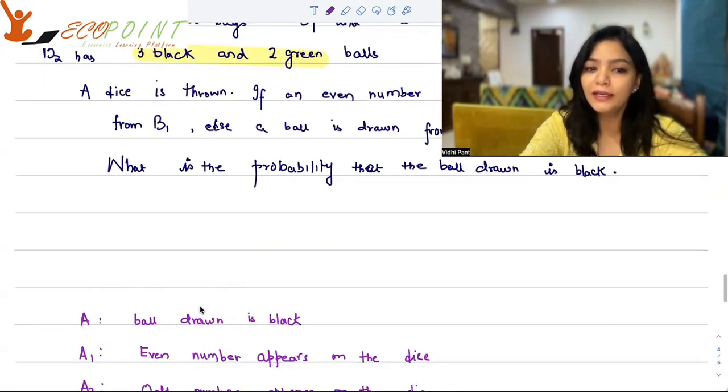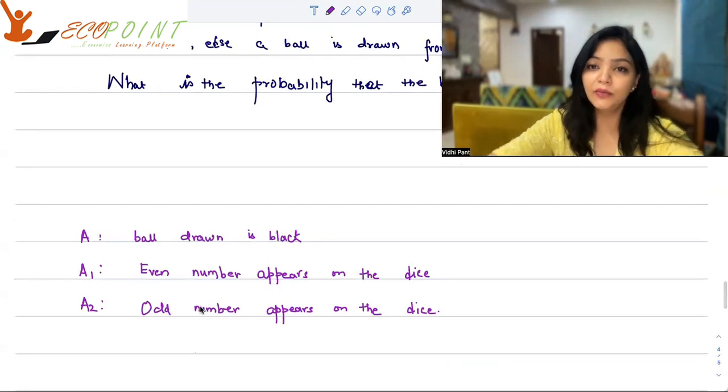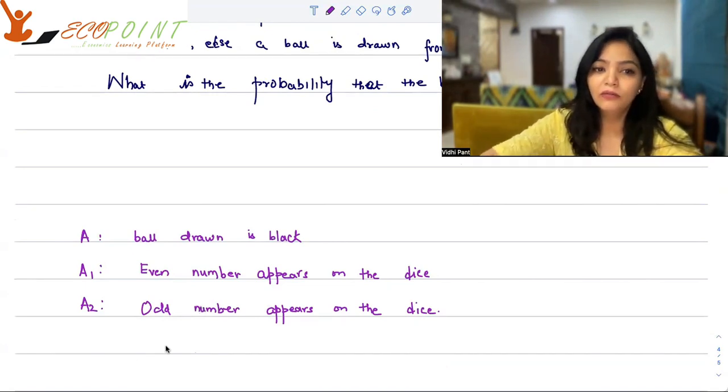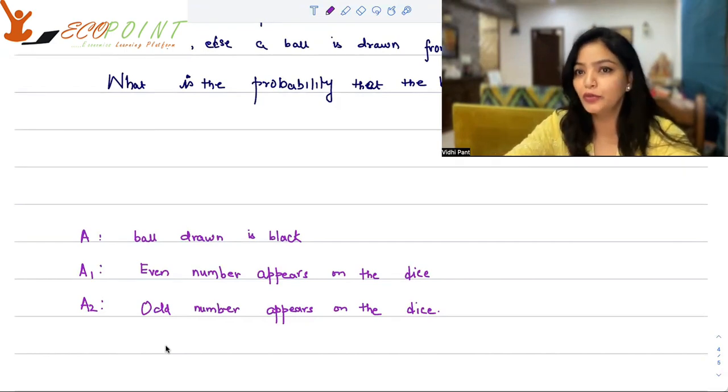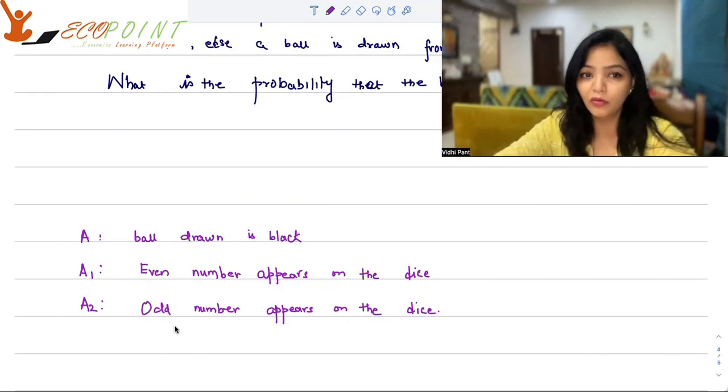Okay. So let me define some events. Suppose A is the event that a black ball is drawn. The ball drawn is black in color. A1 is the event that an even number appears on the dice. A2 is the event that an odd number appears on the dice. So when an even number comes, you use bag 1. When an odd number comes, you use bag 2. So therefore, I'm talking about even number, odd number here.